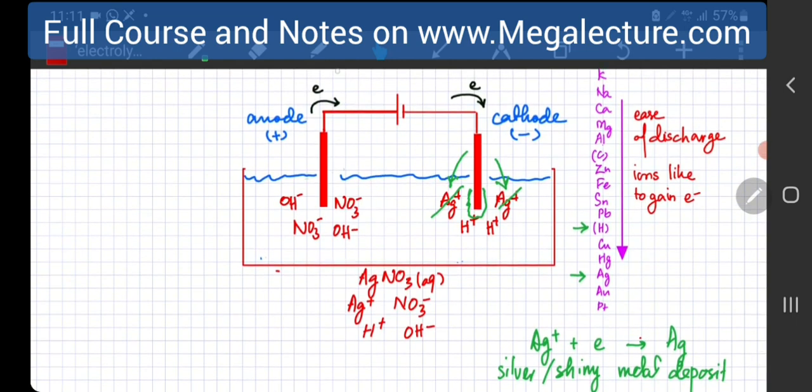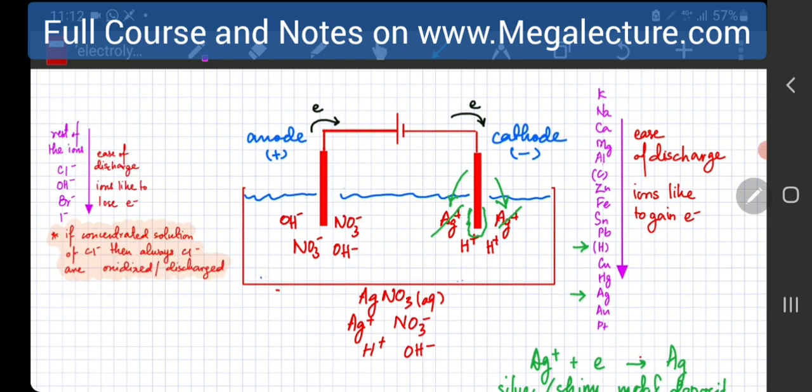Now we're going to move towards our anode. We need to figure out who loses electrons. Is it going to be OH-1 or is it going to be NO3-1? So again, I've brought up my ease of discharge series. So it's OH-1 or NO3-1, and you can see that OH-1 is over here. So let me mark that. The NO3-1 ion is going to be up here somewhere. Remember, you don't need to remember the whole series. Rest of the ions, just put them over here. Again, it's the bottom one that's going to lose electrons.